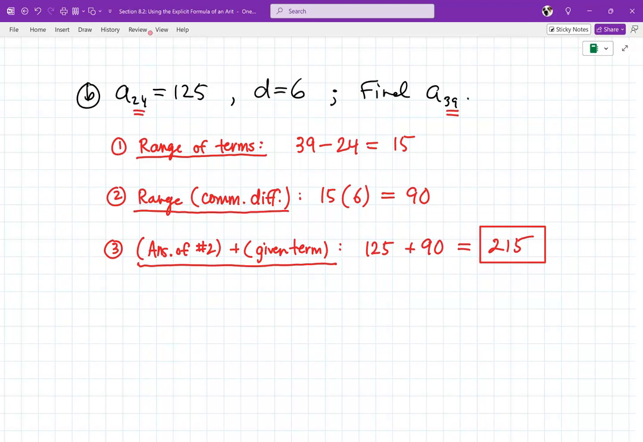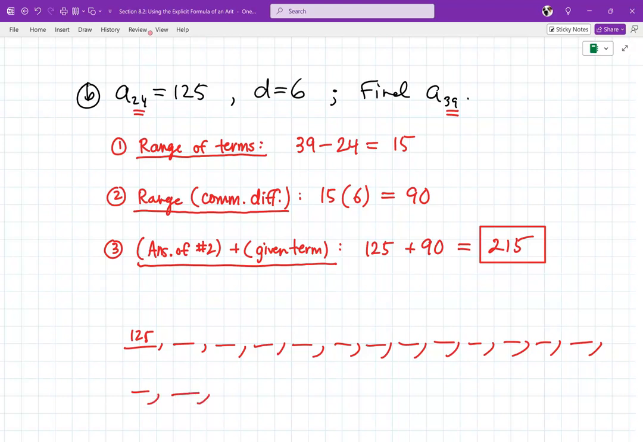Or you could have said, okay, 125, 1, so that's 24, 25, 26, 27, 28, 29, 30, 31, 32, 33, 34, 35, 36, 37, 38, 39. And then say, okay, add 6, 131, 137. Let's see, it's 143, 149. I mean, you can keep filling this out, right? And it's not that you're doing it wrong. You're doing it right. It's just going to take a little while, but I mean, it's not that difficult.